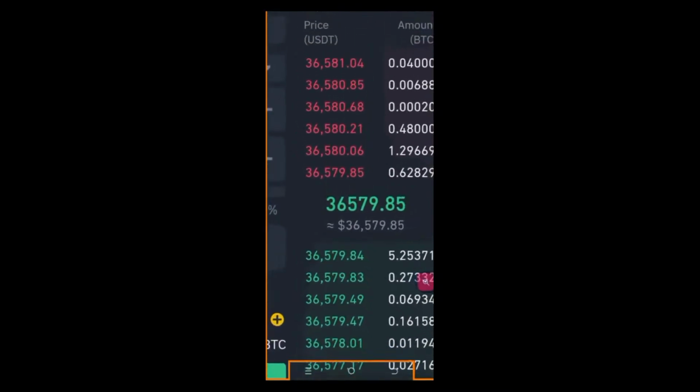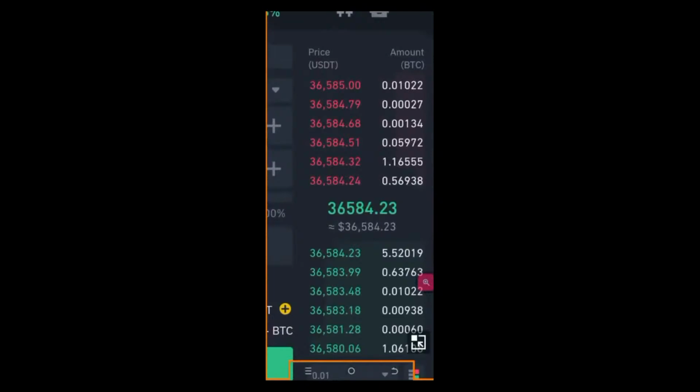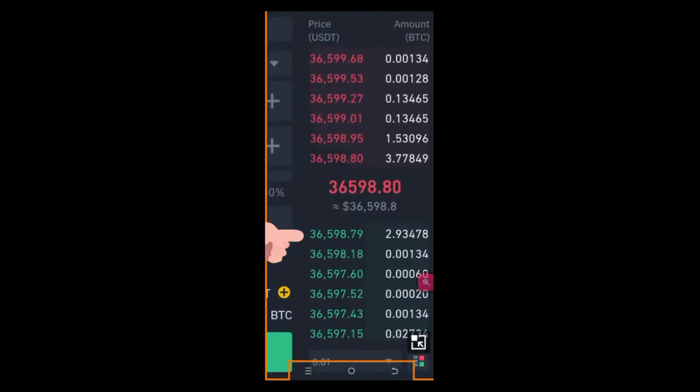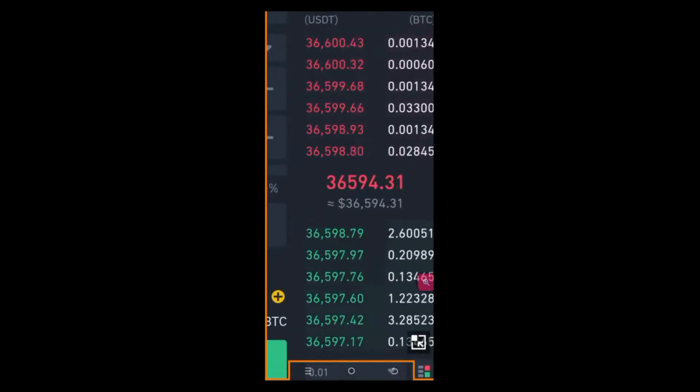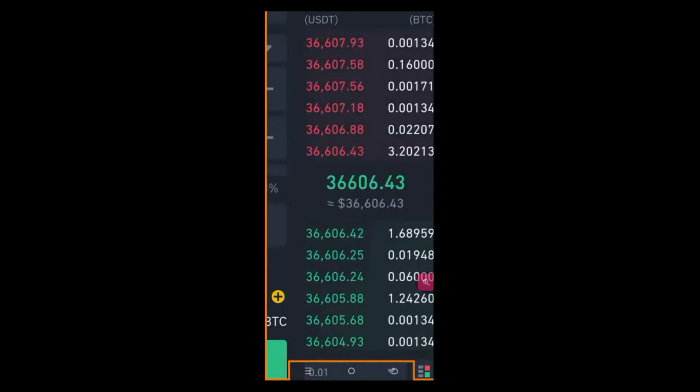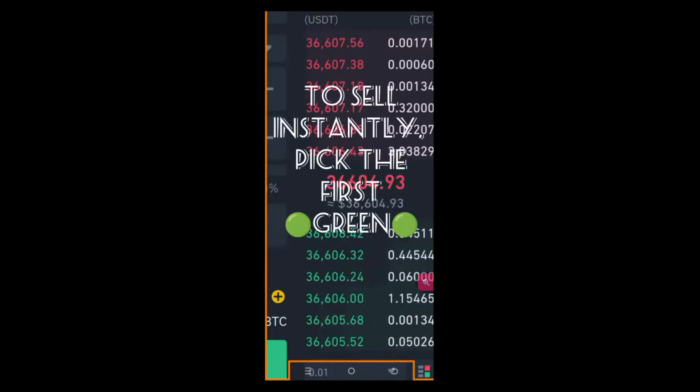Okay, now if you want to sell, and you're looking at it and you're seeing that you're still in the queue and you want to sell immediately, you've got to choose the first green, this one that says 36598. That is the first green. So remember, to buy, you pick the first red. That's going to be a slightly higher price, and you must do all the simulations to be sure you're going to make money. To sell immediately and instantly, you need to pick the first green.